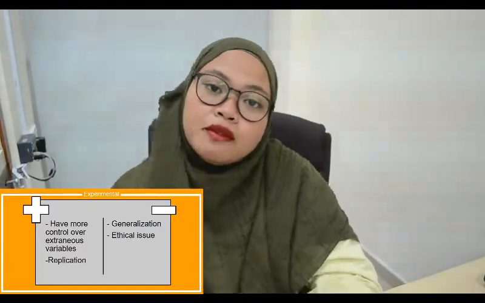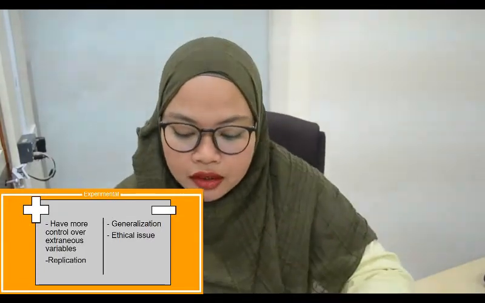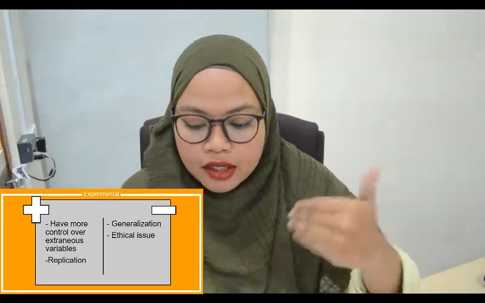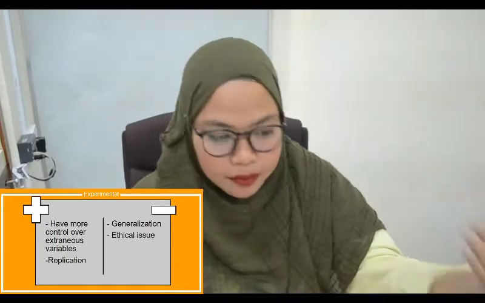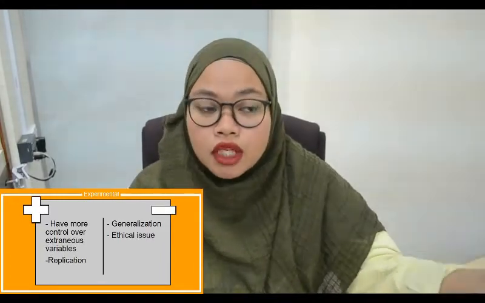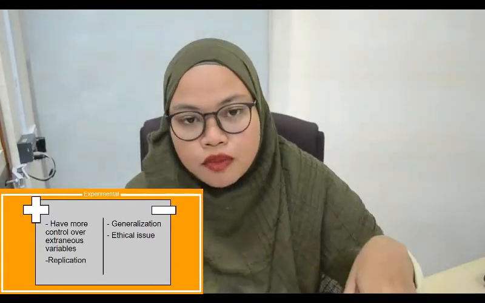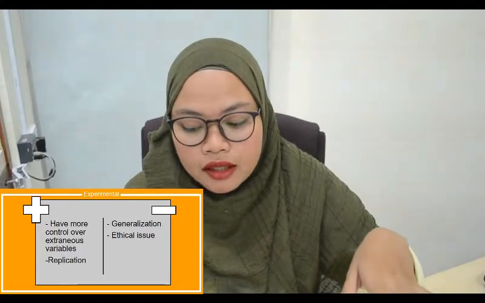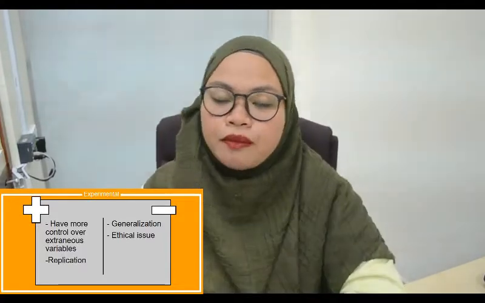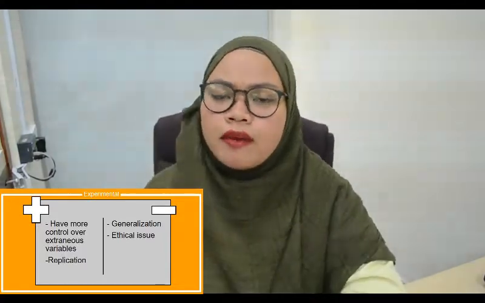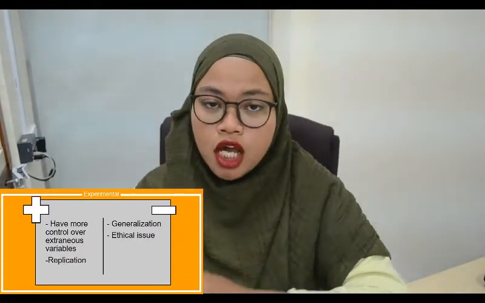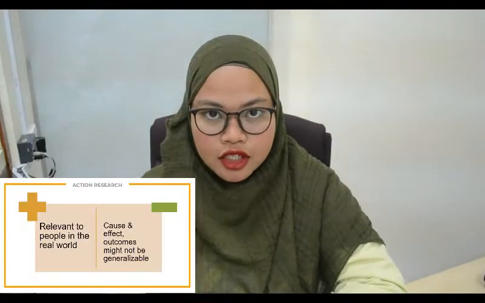And then the next problem is ethical issue. What I mean by ethical issue is deliberately allocating, for example, children to an experimental group where they will have to be punished. For example, the Ivan Pavlov classical conditioning experiment. So that's one.